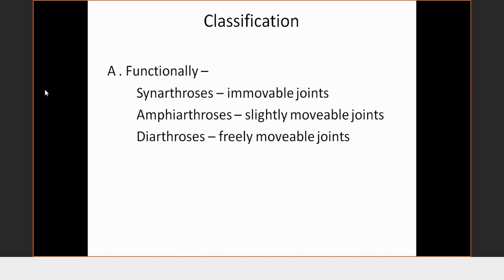Synarthrosis, you know, is the immobile joint. Diarthrosis is a freely movable joint, and amphiarthrosis is the slightly movable one. Nothing special, you just have to know the meaning of these terms. You might already know it. It is just reinforcing some of the facts, a reinforcement of previous existing knowledge.